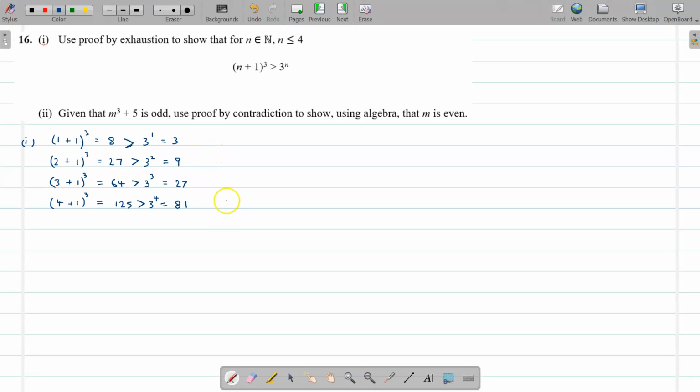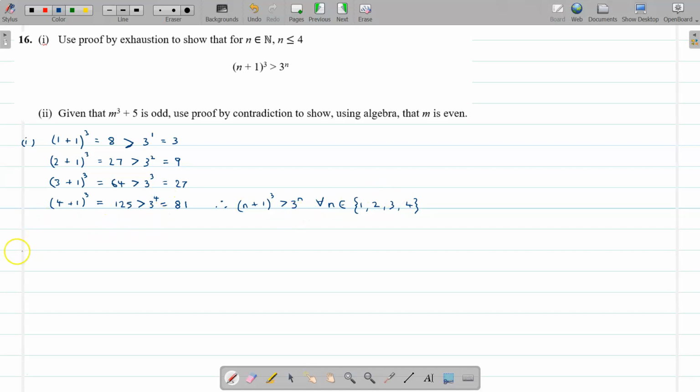And just a little conclusion that I can say, therefore, that n plus 1 cubed is greater than 3 to the power n, for all values of n which are members of the set 1, 2, 3, 4, or something to that effect.